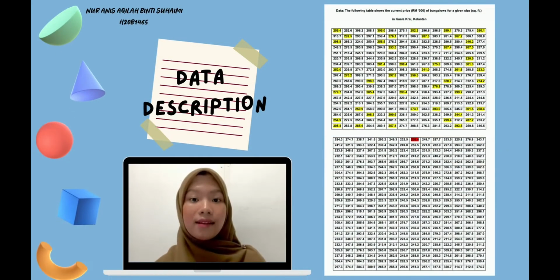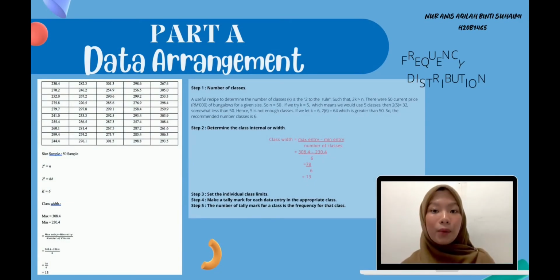Okay, so this is the data description and our group has made a computational study based on this data. This data was obtained from the current price of bungalows for a given size in Kuala Krai, Kelantan. Alright, next. I will explain my part in this report, which is part A, data arrangement. This data can use 3 types of tables, which are frequency distribution, relative frequency distribution, and cumulative frequency distribution. And what you see now is the frequency distribution. To solve this part of the frequency distribution, I have listed several steps. It takes 5 steps for this part.